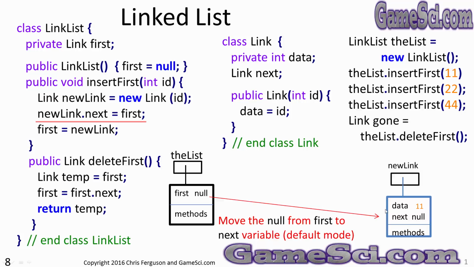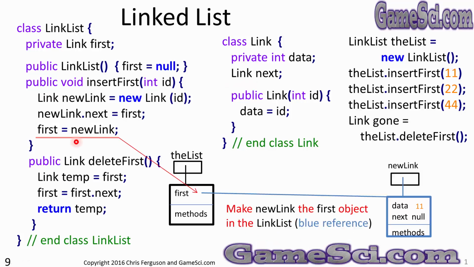Now, one thing I want to be clear here, we're using what's called default mode. If you notice up here in the link class, we did not declare next to be private or public. What does that mean when you don't declare it to be private or public? It means all the classes in the same package have access to the next variable. So it's not shown here, but class link and class link list are in the same package. When two classes are in the same package, you have direct access to default variables. Link list has access to the next variable because it's declared with default permission.